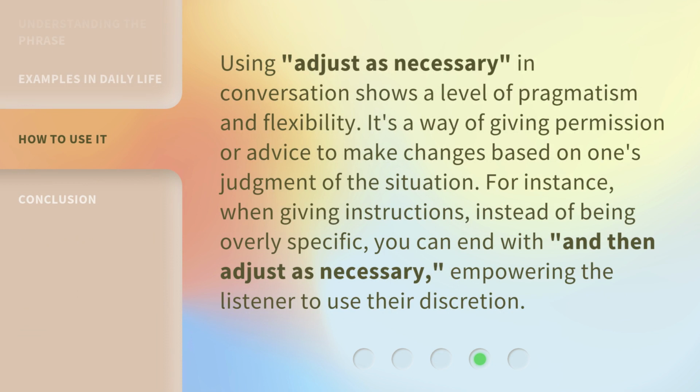Using adjust as necessary in conversation shows a level of pragmatism and flexibility. It's a way of giving permission or advice to make changes based on one's judgment of the situation. For instance, when giving instructions, instead of being overly specific, you can end with, and then adjust as necessary, empowering the listener to use their discretion.